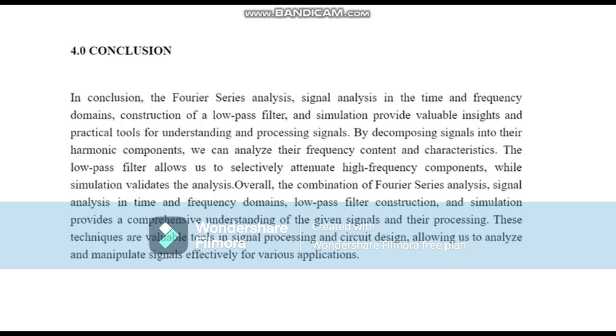Overall, the combination of Fourier series analysis, signal analysis in the time and frequency domain, low-pass filter construction, and simulation provides a comprehensive understanding of the given signals and their processing. These techniques are valuable tools in signal processing and circuit design, allowing us to analyze and manipulate signals effectively for various applications. So that's our conclusion for our report.